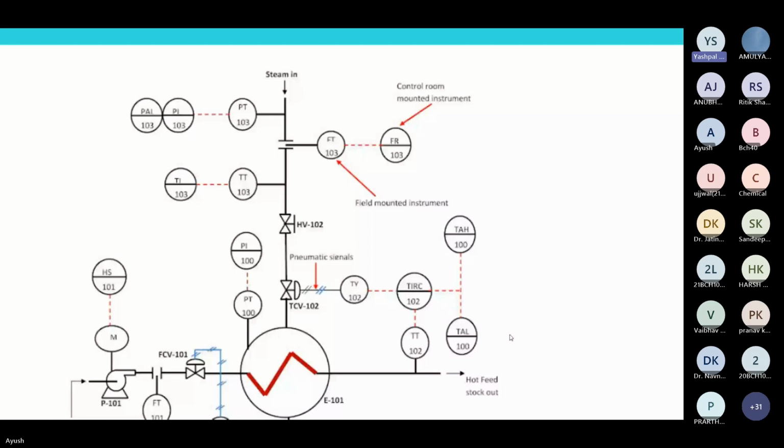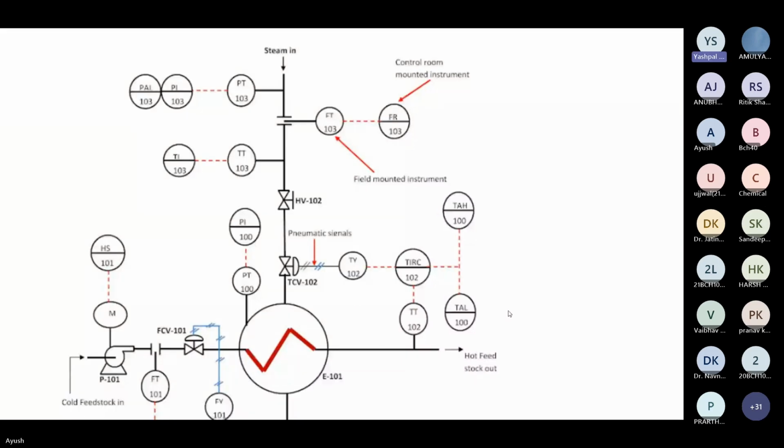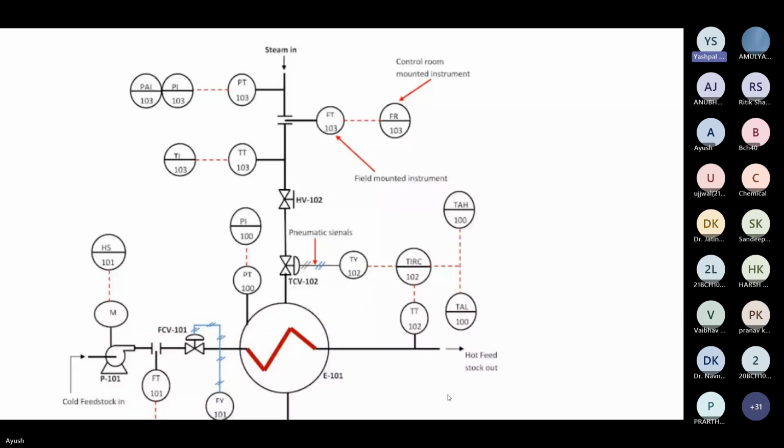This is again an explanation of a single example of the instrumentation logics. Here you can see equipment E101. From the symbols you can find that it is a heat transfer equipment. When we start reading the P&ID, we should start from the left. It is a basic rule.